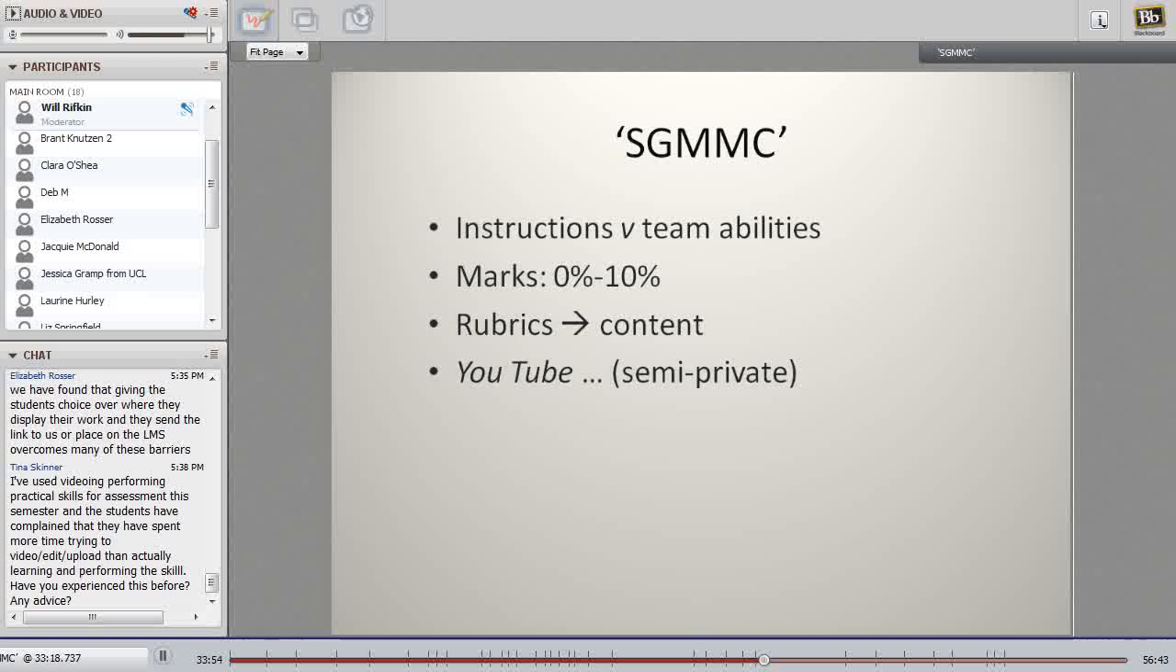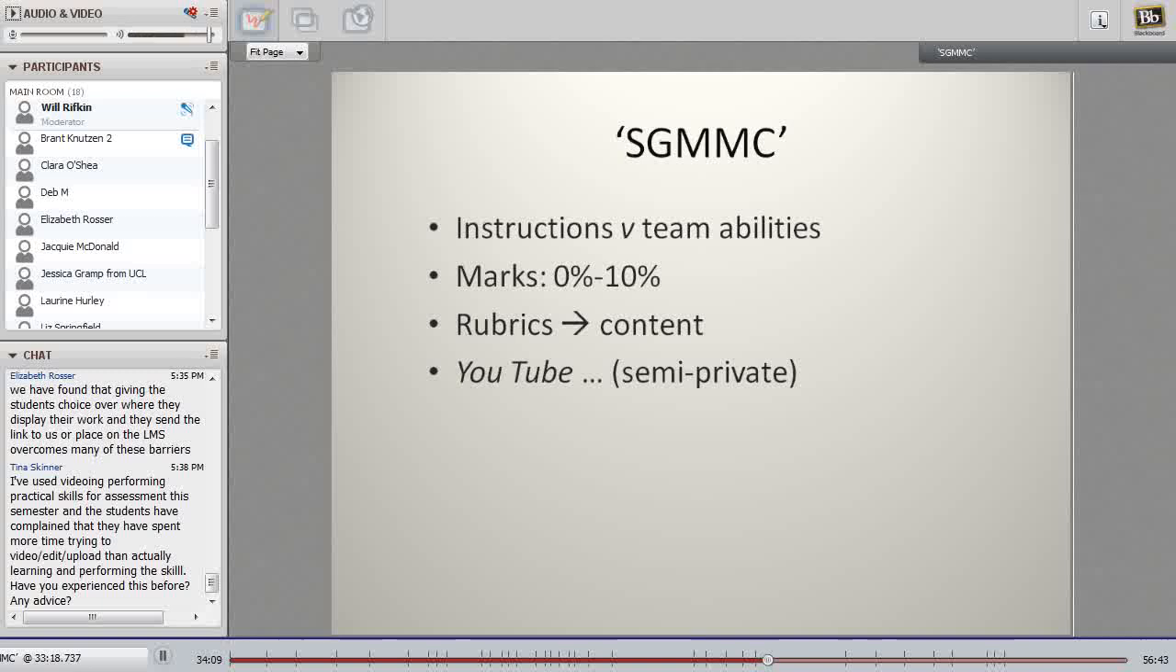Tina's saying, I've used videoing performing practical skills for assessment. Students have complained that they spent more time trying to video edit and upload than actually learning and performing the skill. Have you experienced this before? Any advice? Yes, it can be very time consuming.